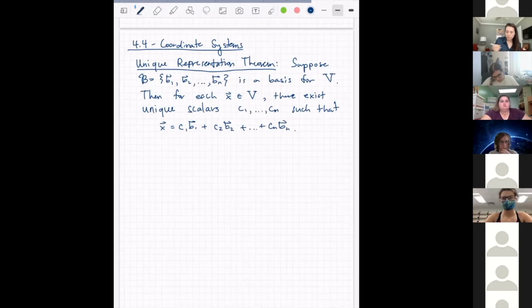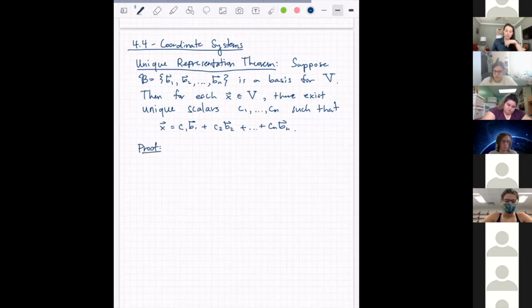Okay. Right. And so the important part of this is that these are unique, right? If this forms a basis, we know that X can be written as a linear combination of these because the basis should span all of V, right? So what this is saying is that this representation in terms of these scalars is unique. And the proof is not too bad, so let's just go through it quickly.